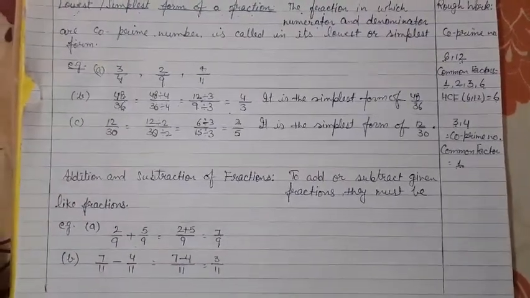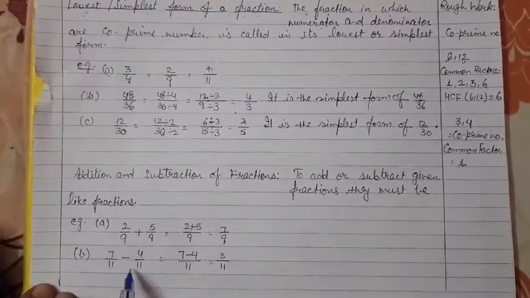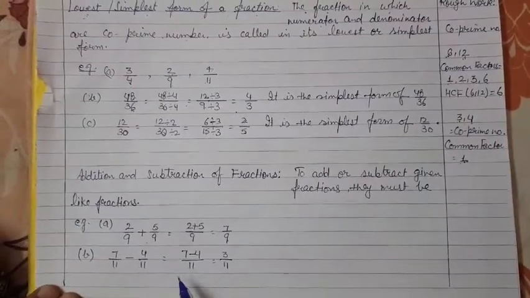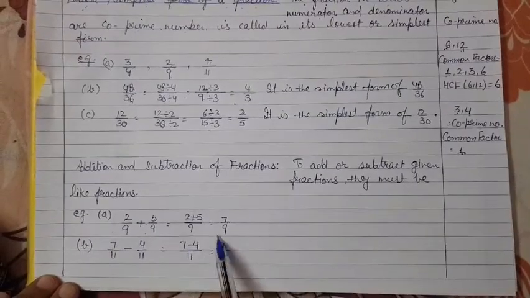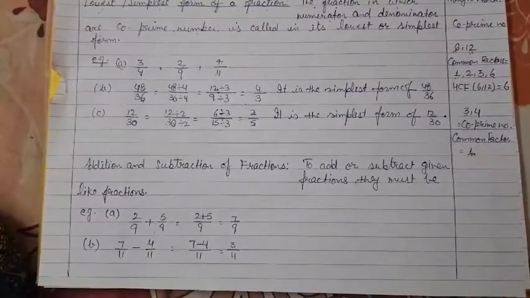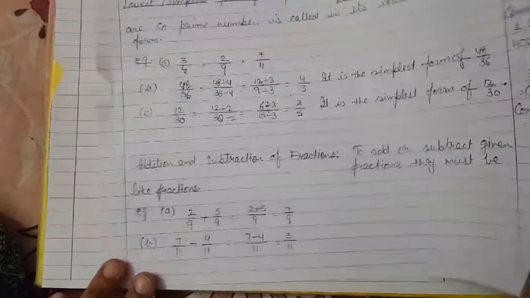Means if the given fractions are already having the same denominators, they are like fractions, then you have to add or subtract numerators only and keep the denominator as it is. And now, if the given fractions are not like fractions, means they are having different denominators, how can we subtract or add them?